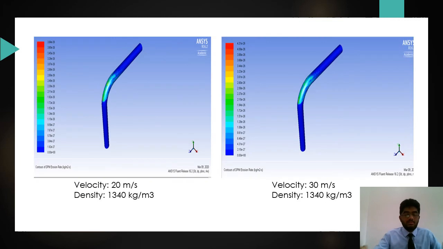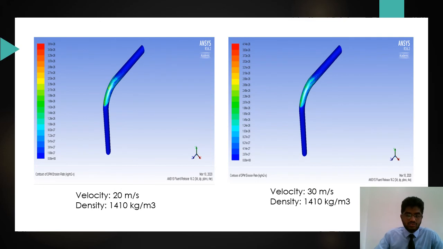So these are our simulated results. We can see that for the velocity of 30 meter per second, the erosion rate is higher compared to the erosion rate for 20 meter per second. The same goes for this one. When the velocity is 30 meter per second, the erosion rate is higher compared to the erosion rate for velocity of 20 meter per second for density of 1410 kg per meter cube.